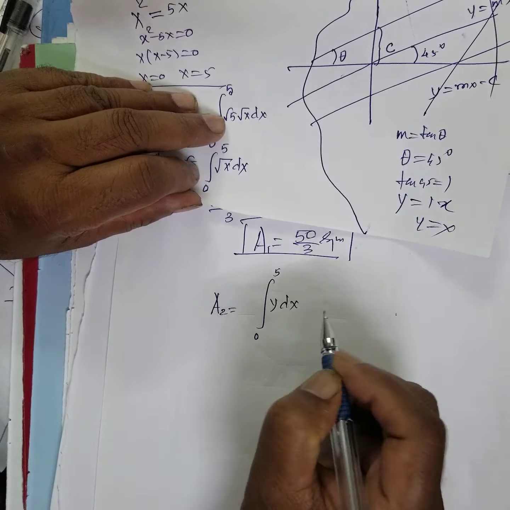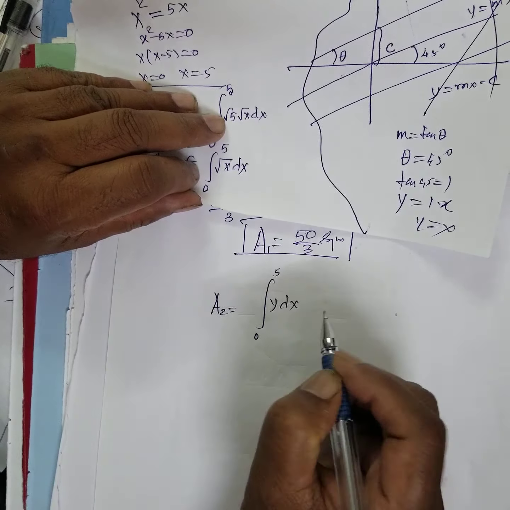Integration of x is what? x square by 2, isn't it? By 0 to 5. Upper limit is what? 5 square, 25 by 2. Therefore, we got 25 by 2 as A2. Understood? Other limit 0. Therefore, what is the area between the two curves? This total area, and subtracting this area, and only you are getting this area. See.